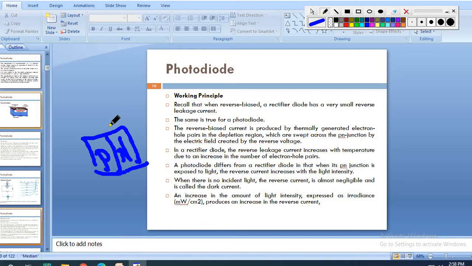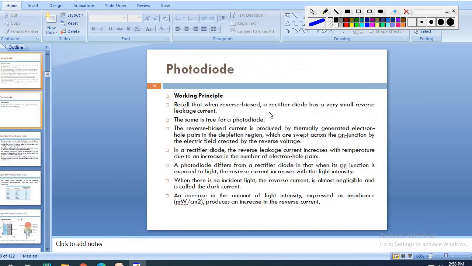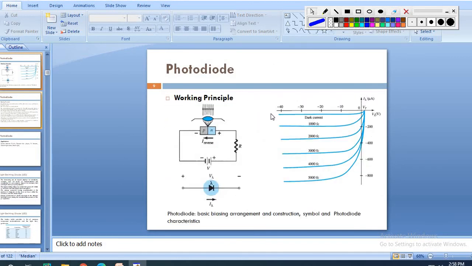You should remember that in the photodiode, the purpose is just to increase the minority carriers which are present in the depletion region. For that particular purpose we are using the photodiode. So this is the construction, and the working principle is over.